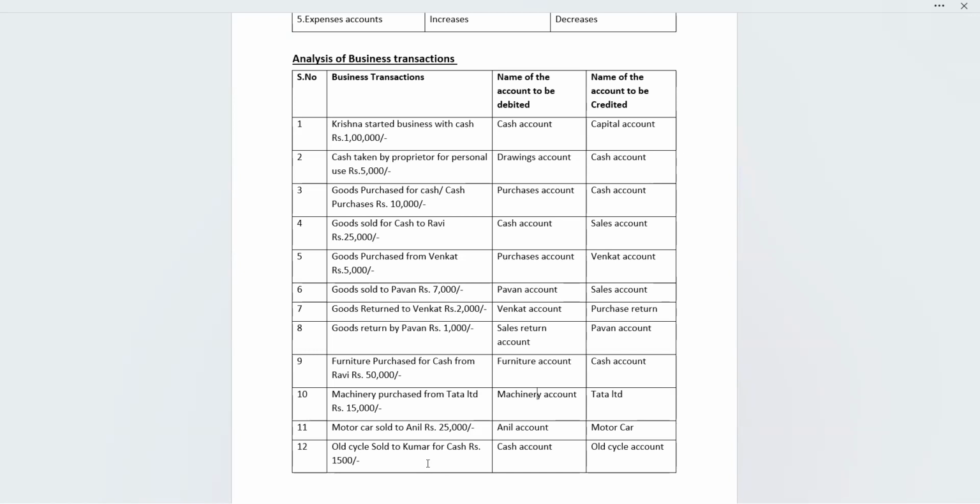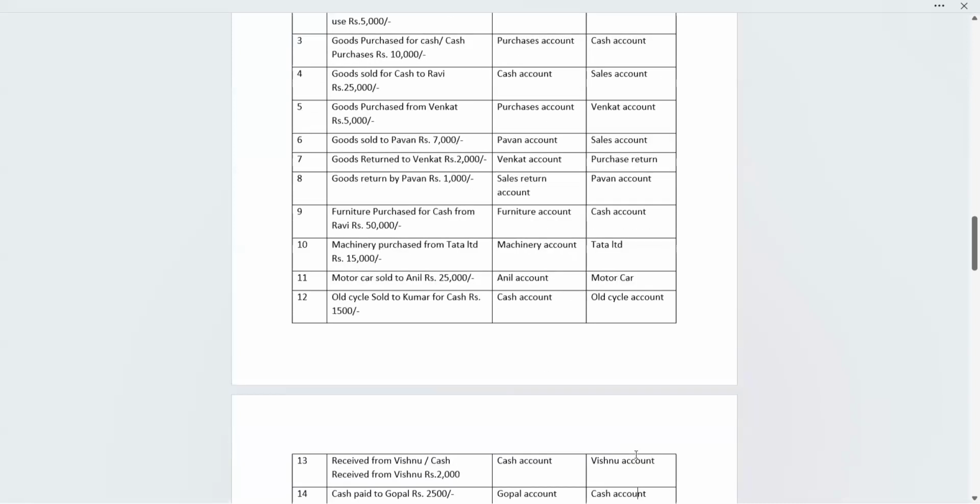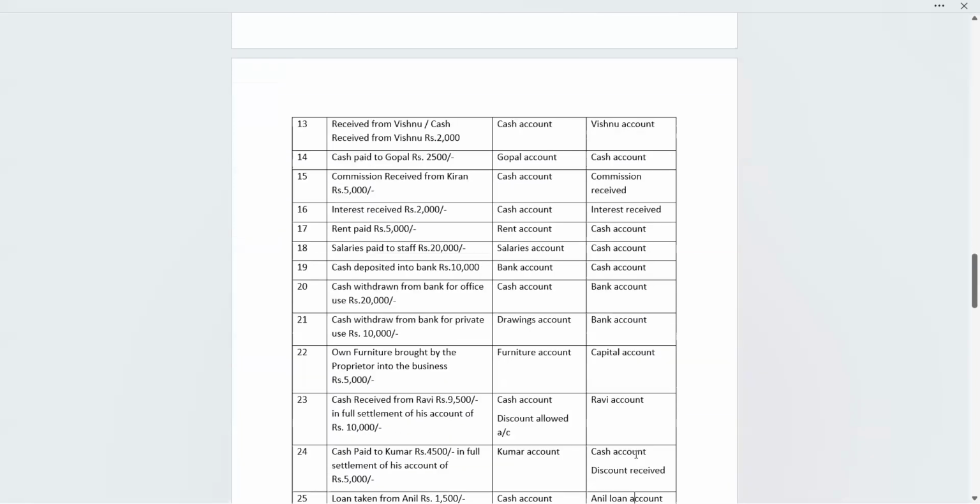So if I sell my old cycle, I am receiving the cash. Cash comes in or goes out? Comes in. Which side? Debit side. My cycle comes in or goes out? Goes out. Which side? Credit side. So cash comes in, debit side. Old cycle goes out, credit side. The next one, some more examples I will discuss.